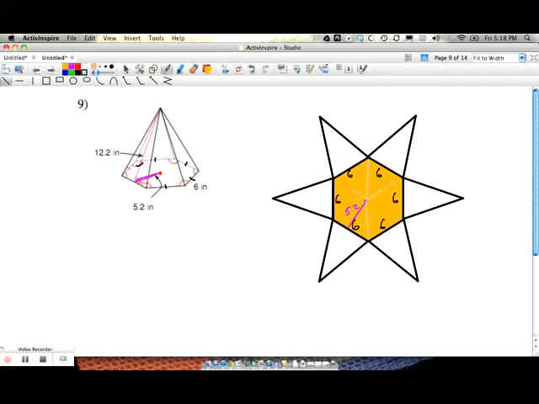So we know that it splits up into 6 congruent, symmetrical triangles. So we got the inside pieces there, and now let's look at the outside. We have this outside, this is 12.2. So it's going from the middle of the base edge up to each of these points. All those are going to be 12.2.